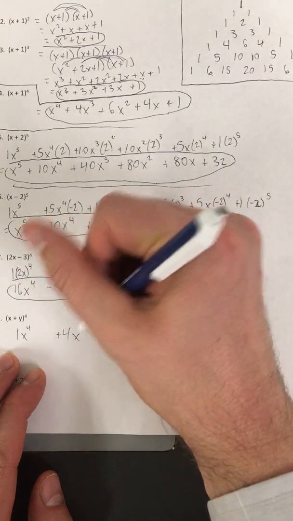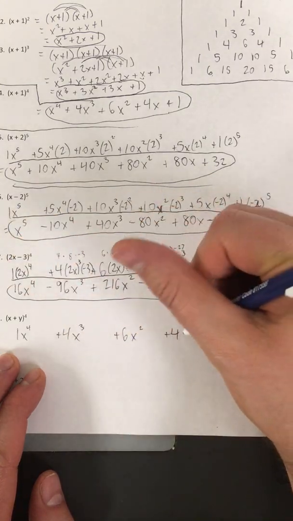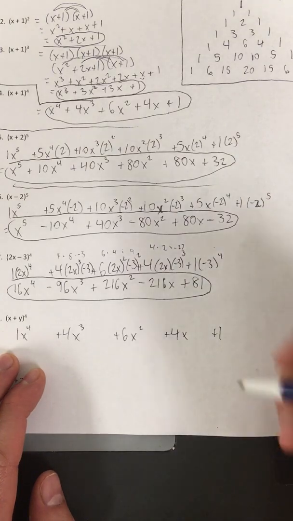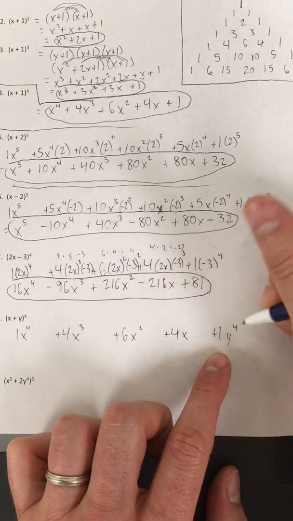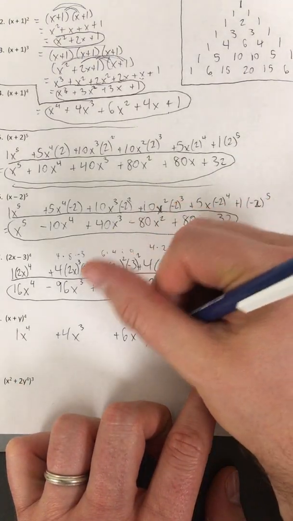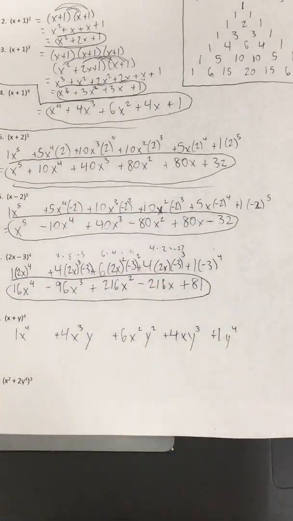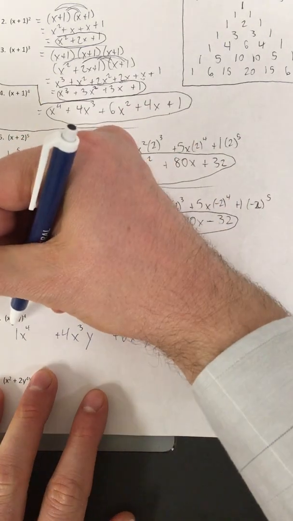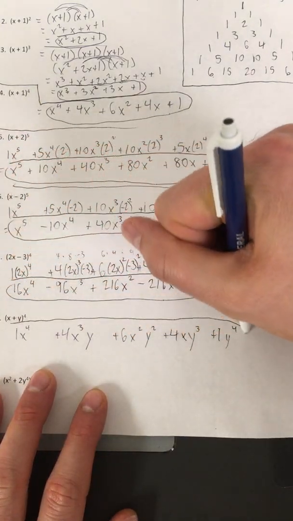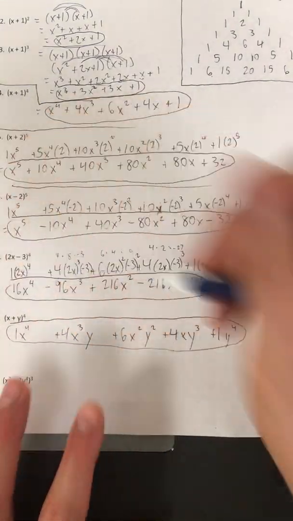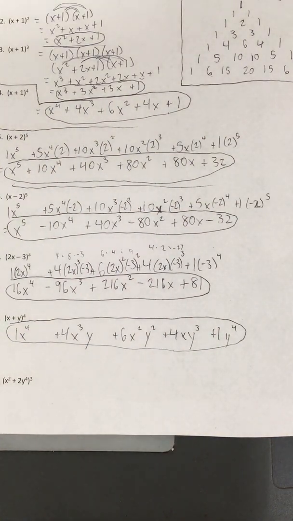X to the 4th, x to the 3rd, x to the 2nd, x to the 1, no x. And then same thing with the y's. Y to the 4th at the end, y to the 3rd, y to the 2nd, y, and then no y. Is there anything to combine? No, there isn't. That's the answer. So if it's just variables, there's nothing to work out.